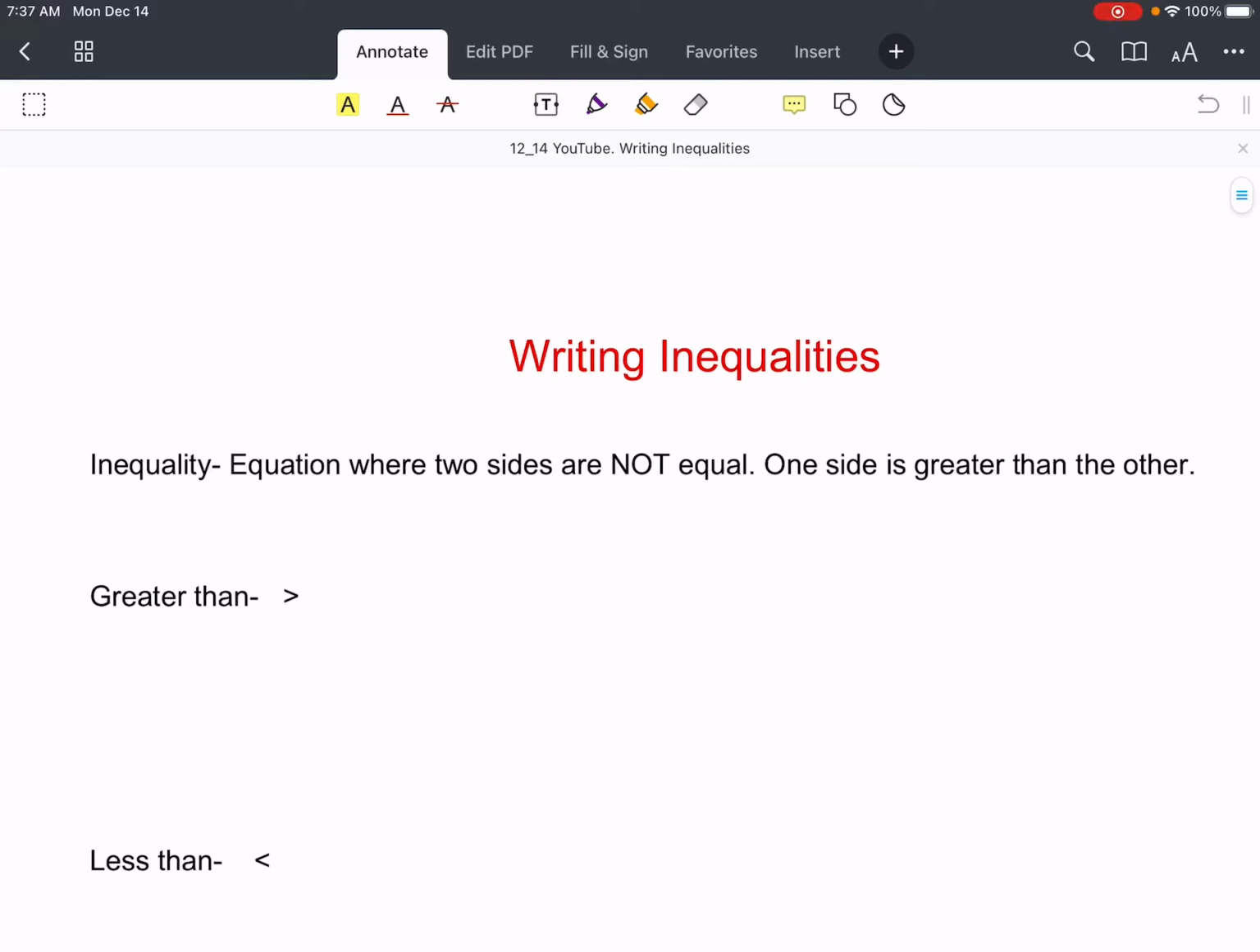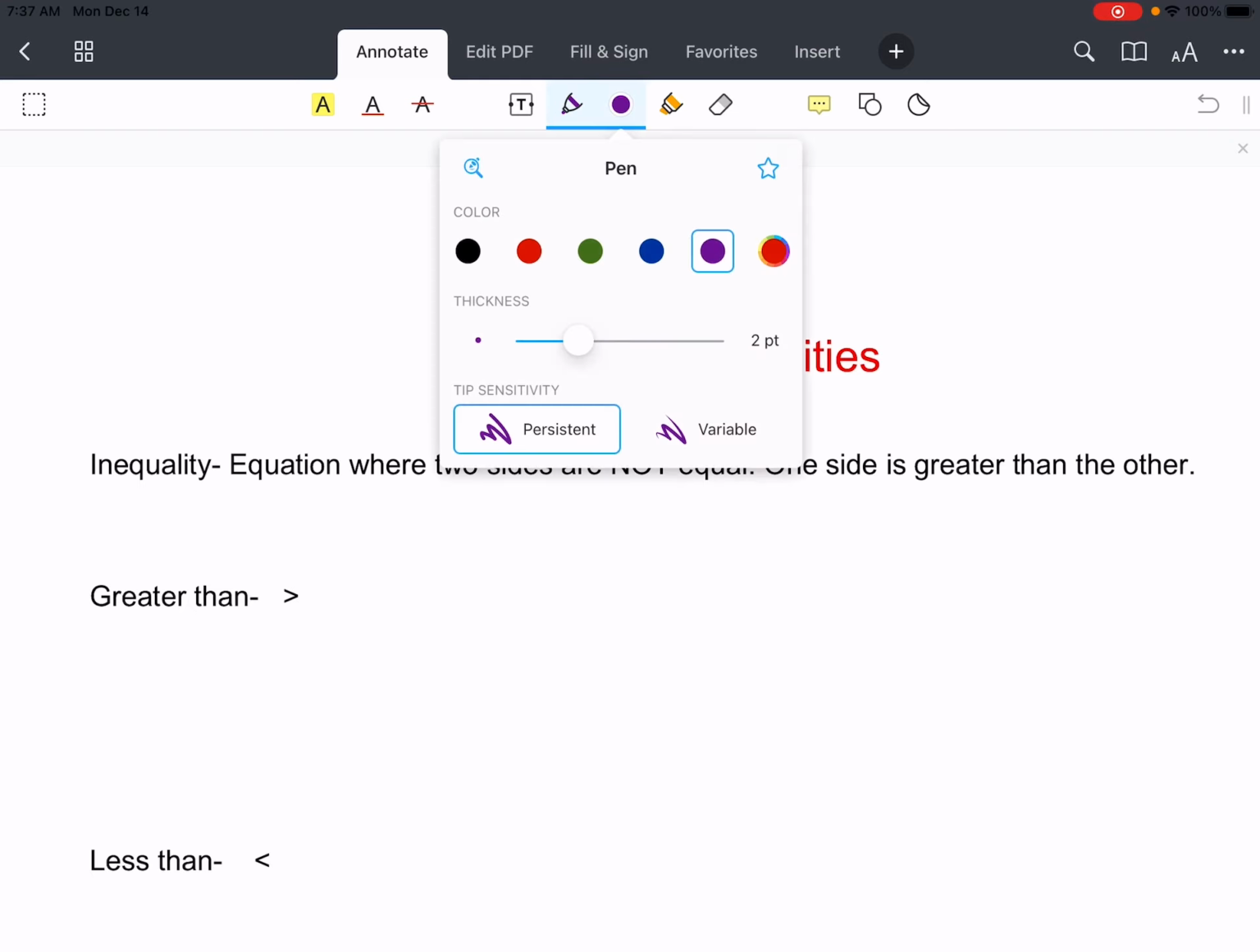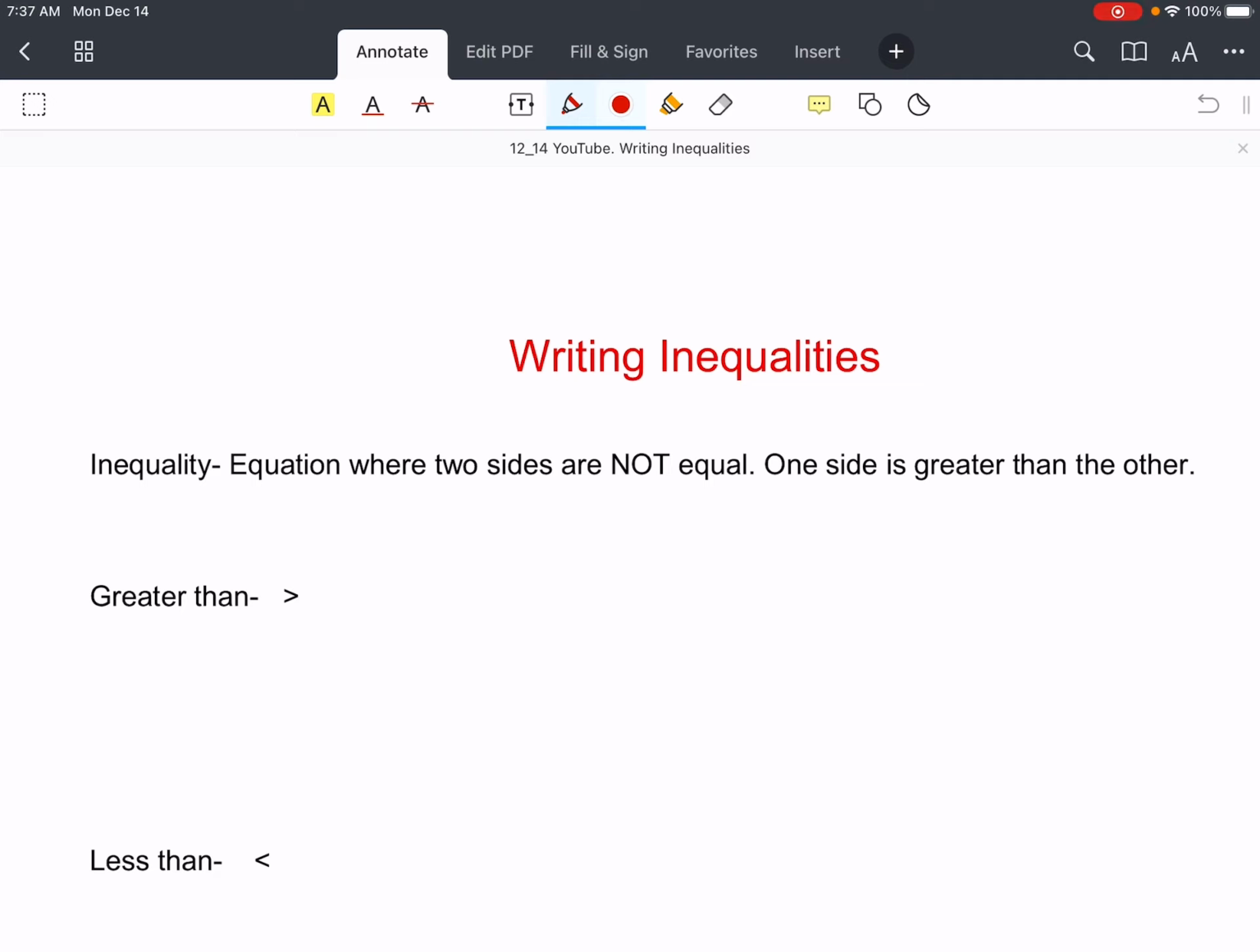Hello, the lesson today is on writing inequalities. The definition of an inequality is an equation where two sides are not equal. So one side is greater or less than the other. We have two basic symbols that we're going to work with today. We have our greater than symbol, which always reminds me of a little bird or an alligator mouth, because the alligator mouth eats the bigger number.